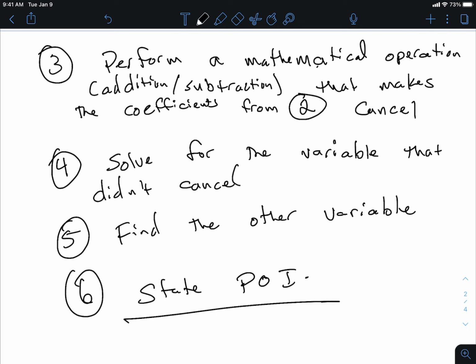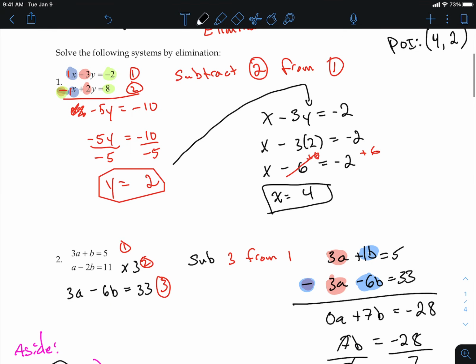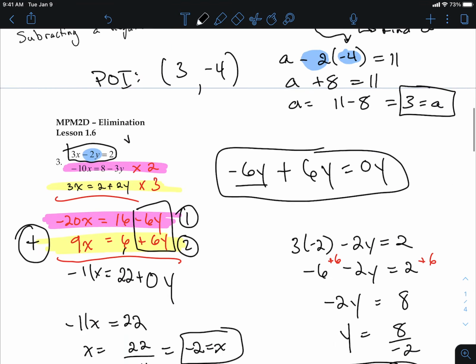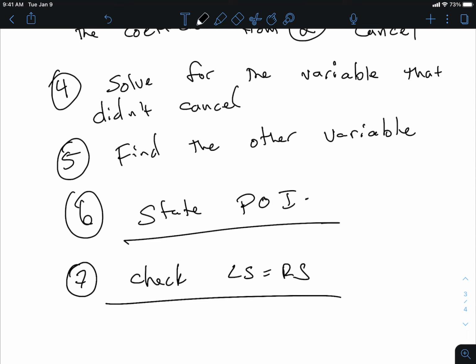Everybody okay? Can I just go back and show you guys something? I'm going to put it as a step 7. You can put this under your substitution as well. Check. If you're in doubt, check it. If I ask you to check it, show me the checking work. What does it say? Check what? Left side equals right side.